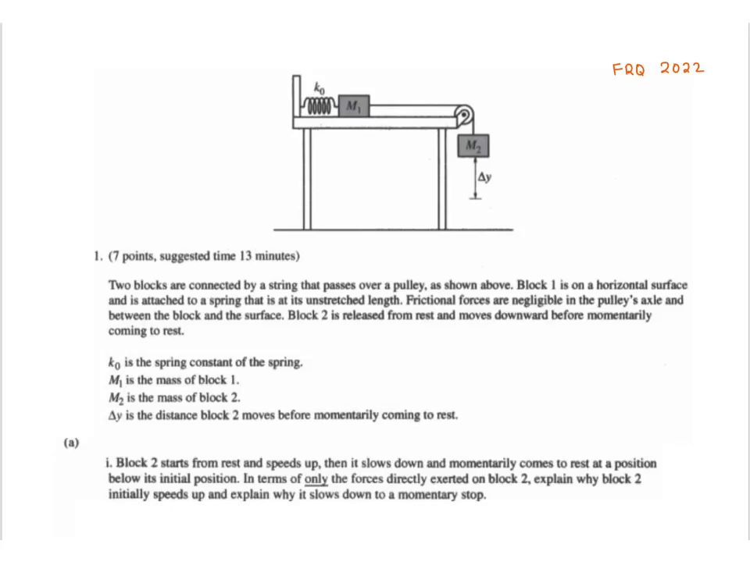So this is an FRQ 2022 question. Let me explain this question for you. Two blocks are connected by a string that passes over a pulley. So these are two blocks which are connected by a string. Block 1 is on a horizontal surface. So this is block 1, of course, on a horizontal surface.